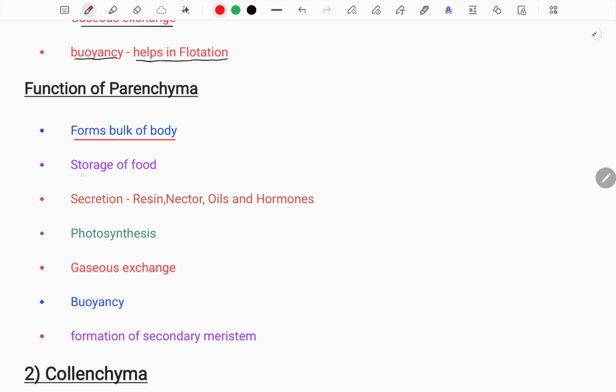The next function is storage of food. Some plants like the radish, carrot, turnip, or the stems of some plants like the potato and colocasia, meaning arbi, are all examples in which the food is stored. Next one is secretion: secretion of nectar, oils, and hormones. Resin is actually a waste product, but it is also stored by the parenchyma.